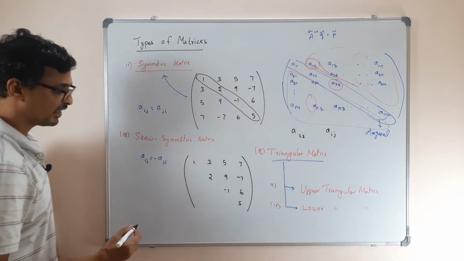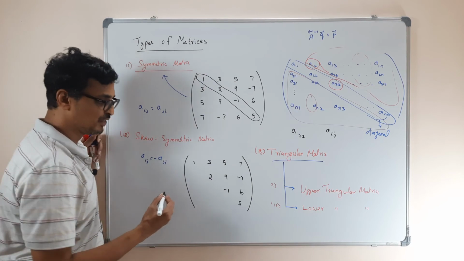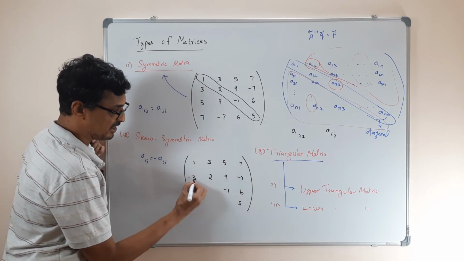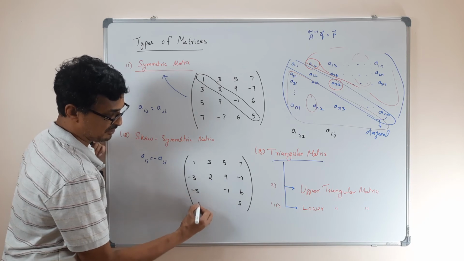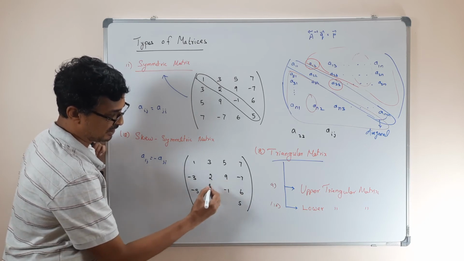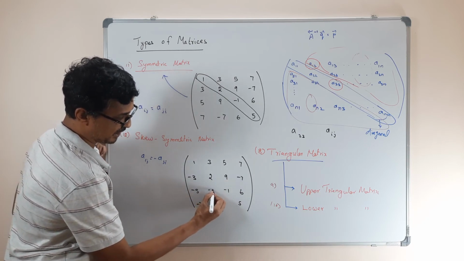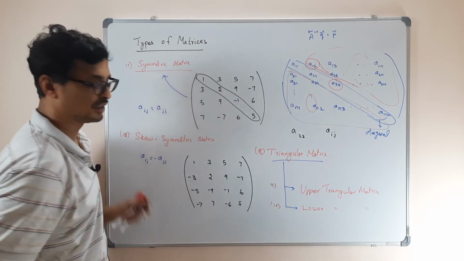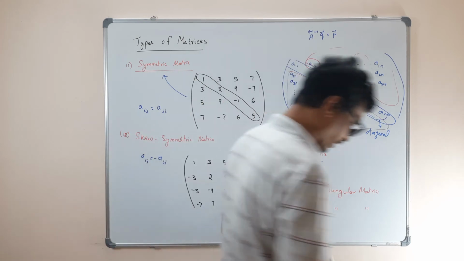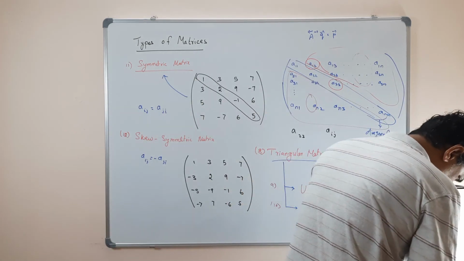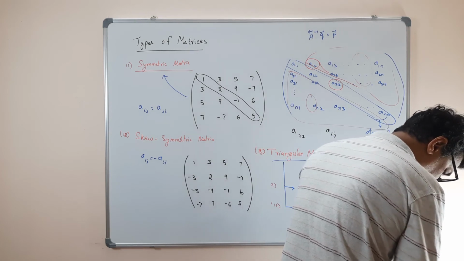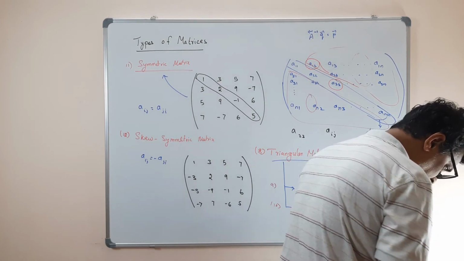Fine. For this matrix to be skew symmetric, just opposite sign, right? So this will be minus 3, minus 5, minus 5, minus minus 7, minus 9 here, right? Yeah, minus 9, 7, minus 6. So this is your skew symmetric matrix. Okay, yeah, that's all. You have a skew symmetric matrix, and a singular matrix I will do later on.